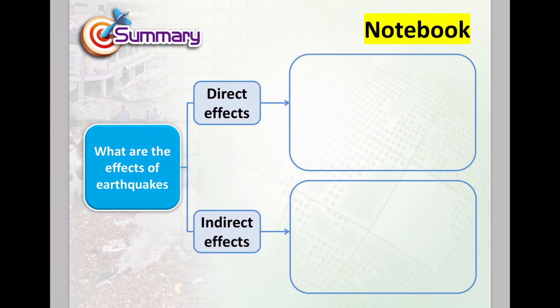Okay, now can you please take out your notebook? Turn to a new page. And can you please draw this mind map? Let's summarize. What are the effects of earthquakes? We have direct effects and indirect effects. Can you put the examples under those effects? Let's check the answers.